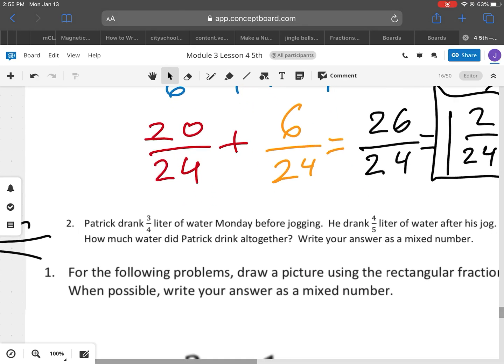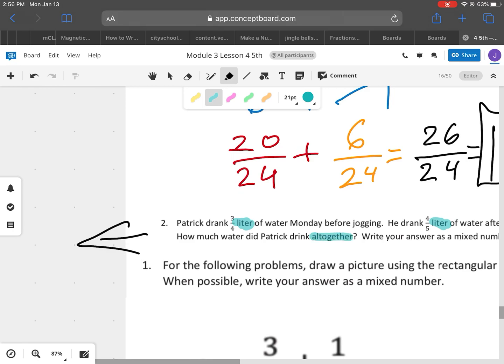Patrick drank 3/4 liters of water Monday before jogging. He drank 4/5 of water after his jog. How much water did Patrick drink altogether? Okay, write your answer as a mixed number. So Patrick drank 3/4 and 4/5. He drank them at different times, but you see how they both have the word liter after them, and that tells us that we're going to either add or subtract these two fractions. And since we've been doing adding, most likely we're going to add them together. Okay? Altogether is our key word here too.